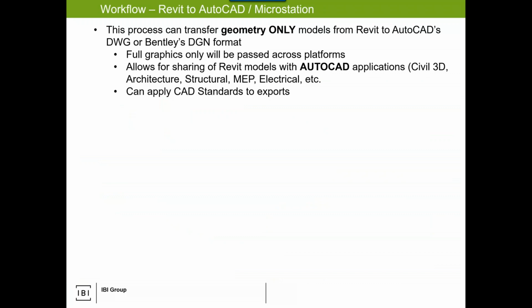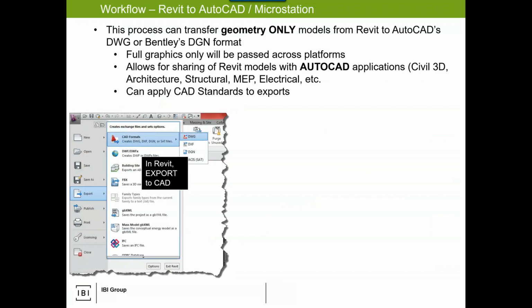So this is going from the Revit environment out to a DWG or a DGN environment. Oftentimes it's just geometry. So it's great, you can export.